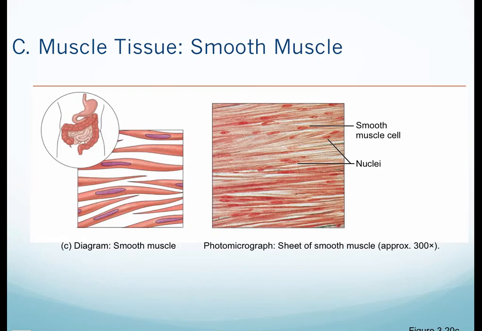The last type of muscle we have here is smooth muscle, and it's smooth because we don't have any striations. If you look at one cell, we'll also notice there's only one nucleus per cell. And anytime you see smooth muscle, this is all under involuntary control.